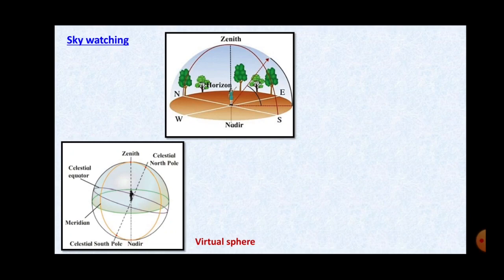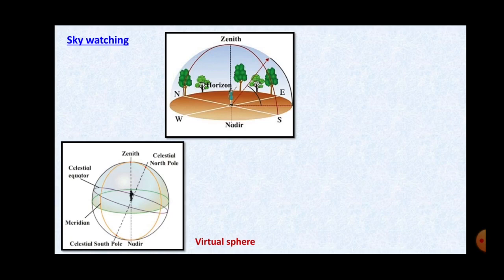Then come the celestial poles. Now, as I said, it is a celestial sphere. If we extend the axis of the earth in the north and south direction, it penetrates through the celestial sphere at the points which are called the North Pole and the South Pole respectively.